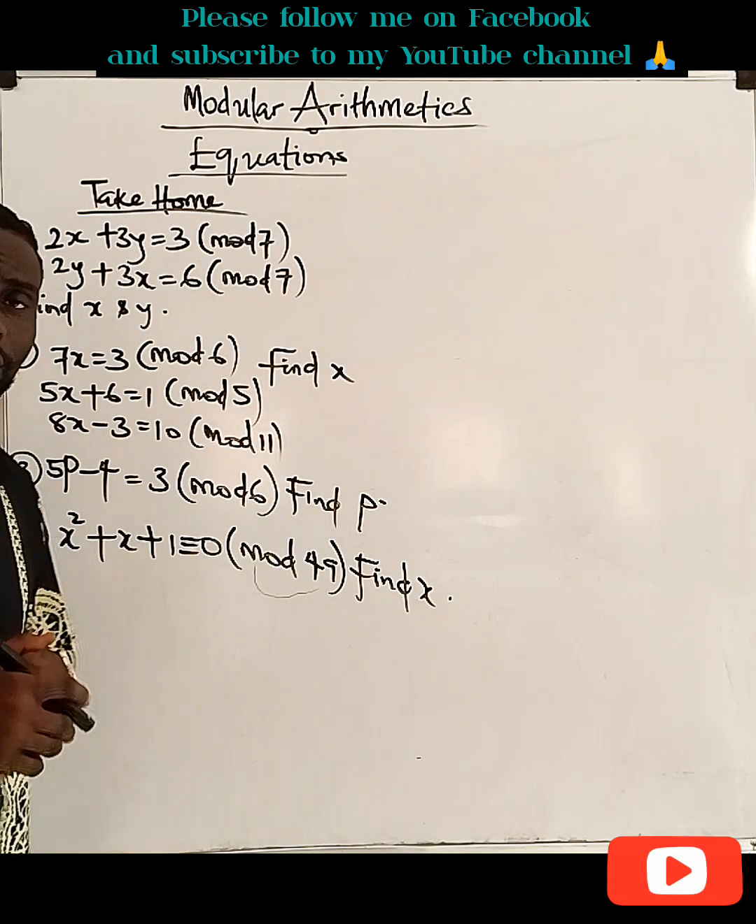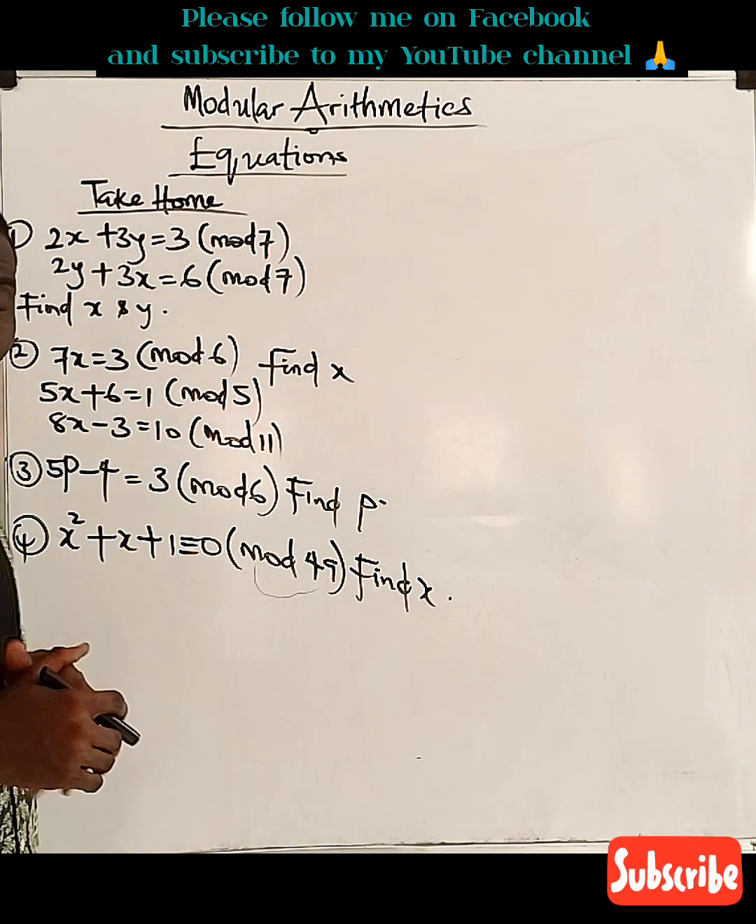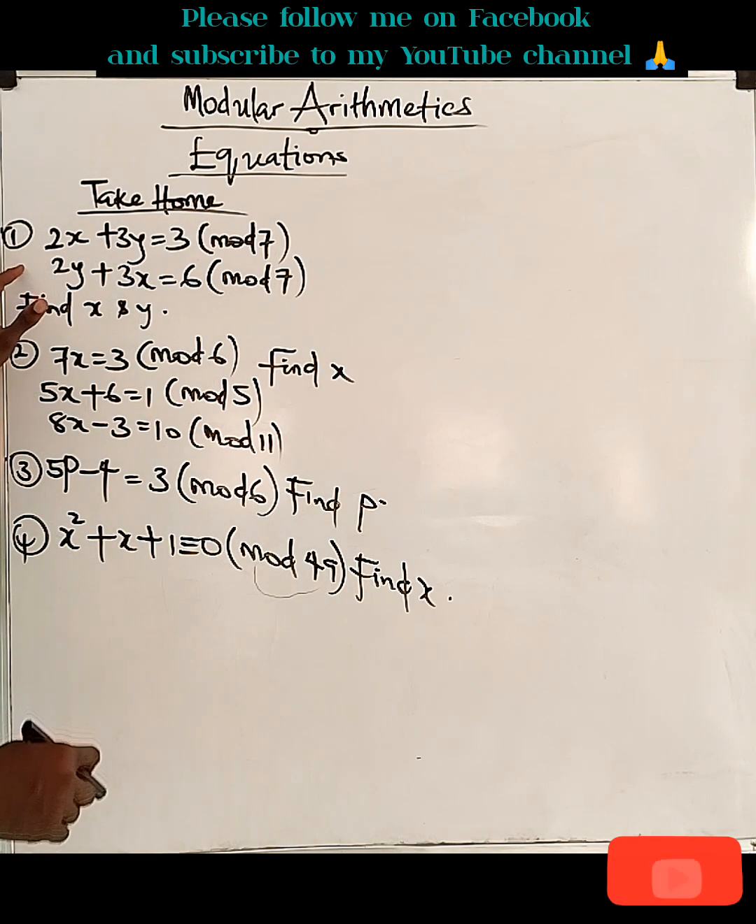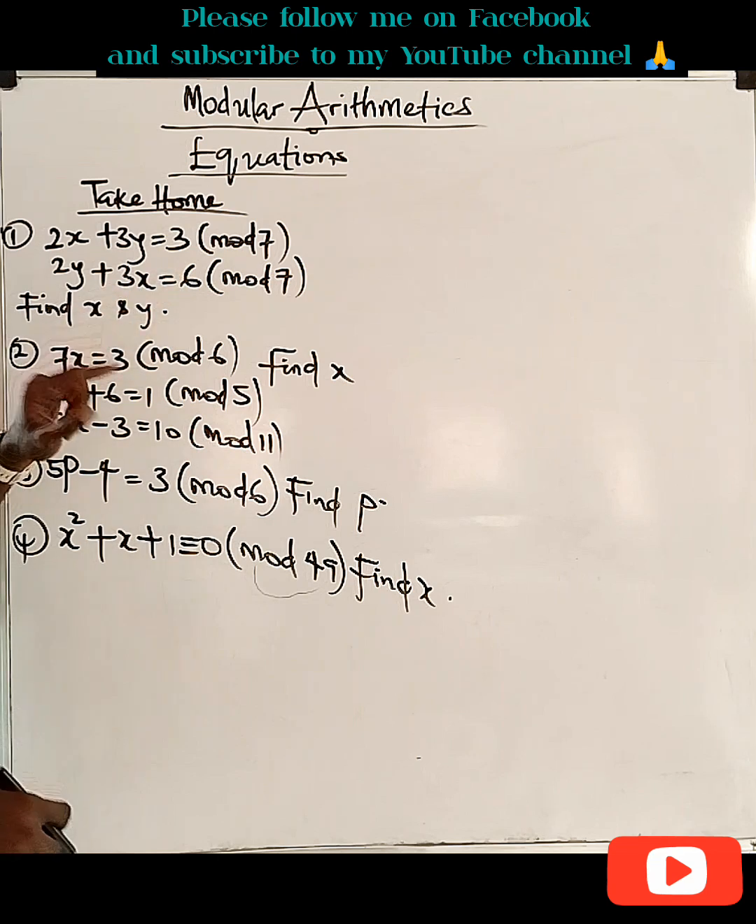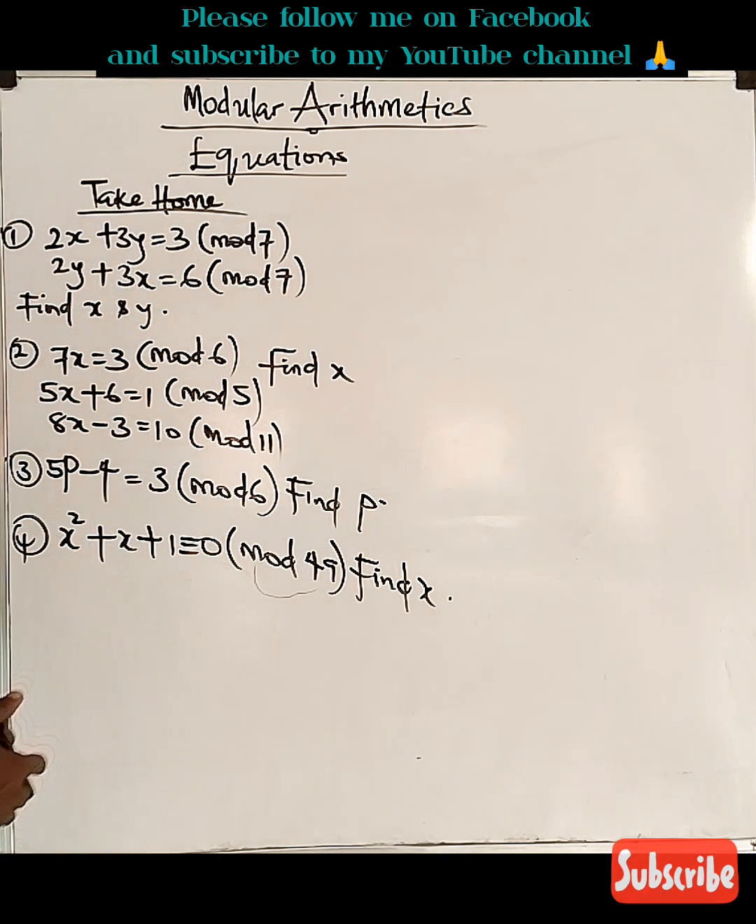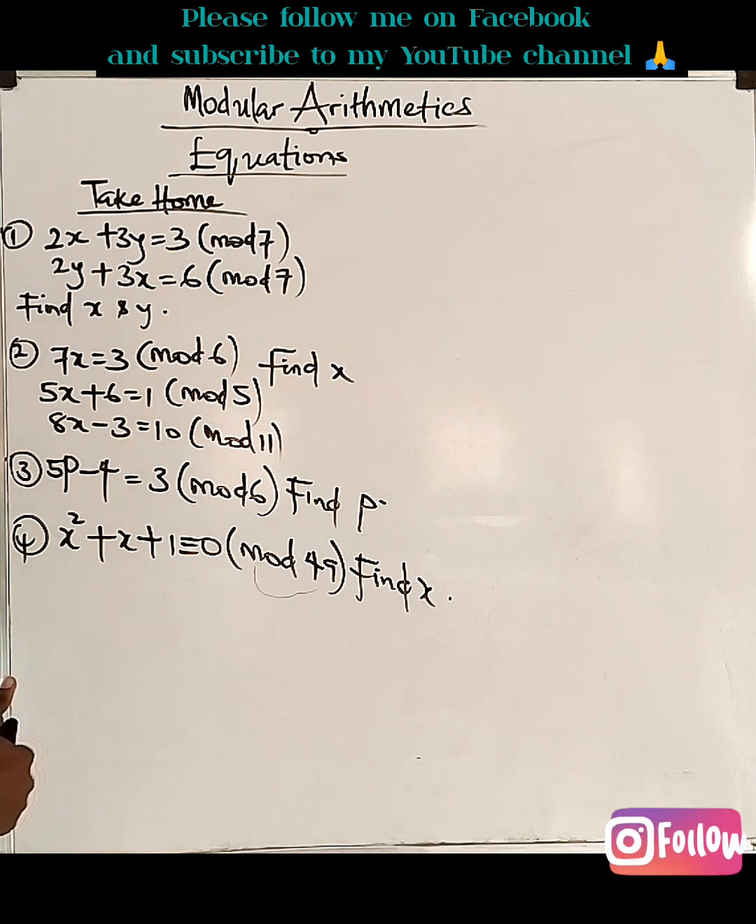So guys, we have some questions on the board to test how much we've gotten so far from this set of lessons. The very first question, 2x plus 3y equal to 3 modulo 7, then 2y plus 3x equal to 6 modulo 7. We are asked to get x and y. This is simultaneous equation. Then question 2, 7x equals 3 modulo 6.